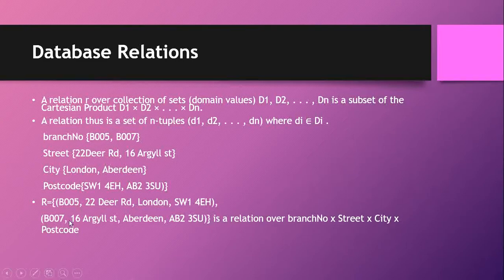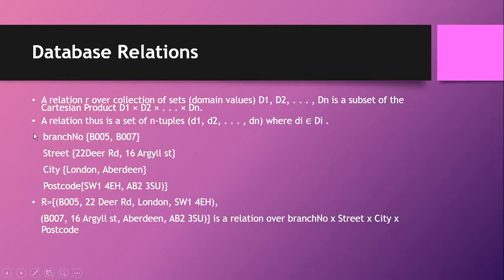Now consider this relation R, and it includes B005, 22 Deer Road, London, SW1 4EH. Next we have B007, 16 this street, Aberdeen, AB2 3SU. So this is a relation over branch number cross street cross city cross postcode. So actually this is the Cartesian product of these domains, and from this Cartesian product we have this subset that we call relation R.